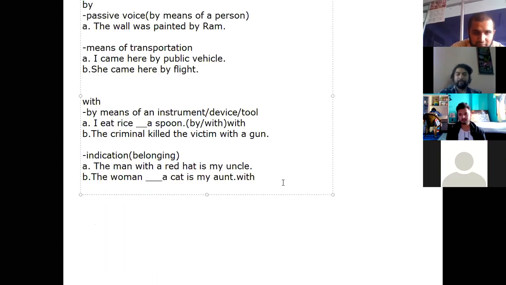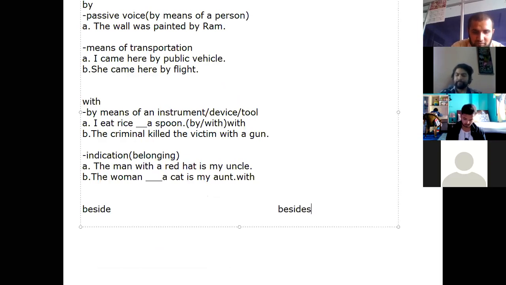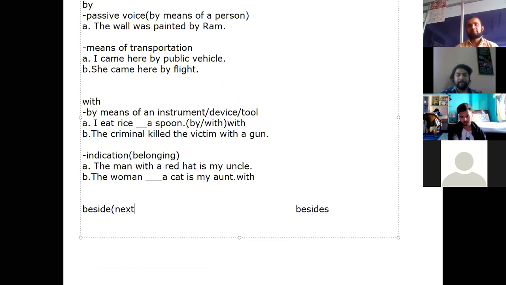So this is it. Beside and besides. It's really easy. Can anyone tell me the difference? Beside and besides. Beside is when you go next to.